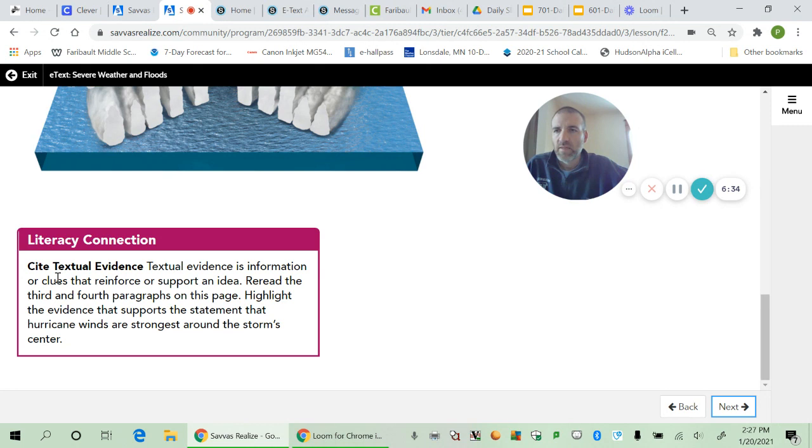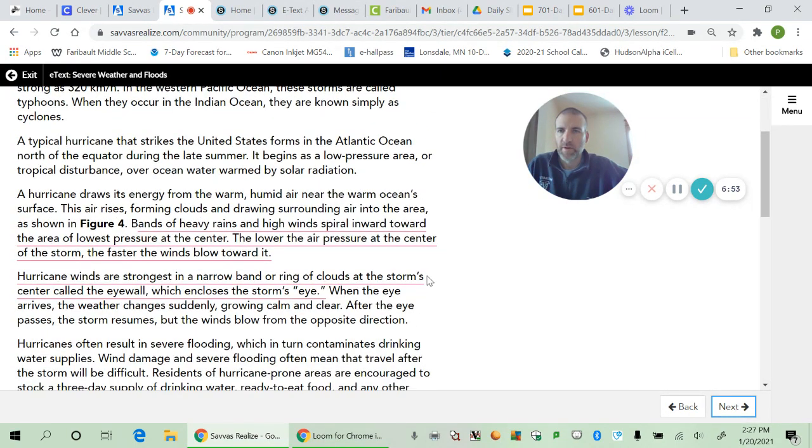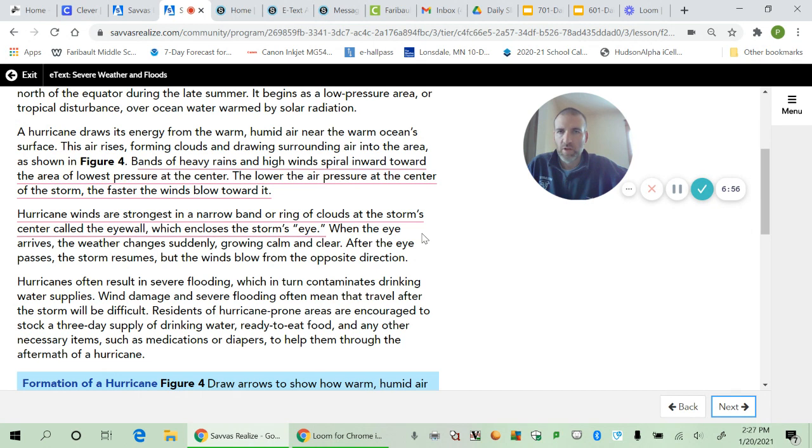It says, cite textual evidence. Textual evidence is information or clues that reinforce or support an idea. Reread the third and fourth paragraphs on this page. Highlight the evidence that supports the statement that hurricane winds are the strongest around the storm's center. So if you go back up here to the third and the fourth paragraphs, this is where you're going to be looking for evidence that the winds are the strongest near the center of the storm.